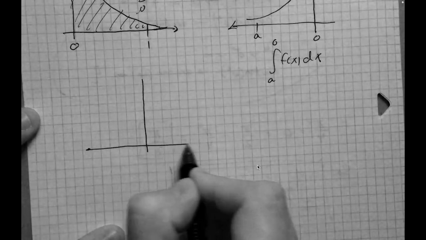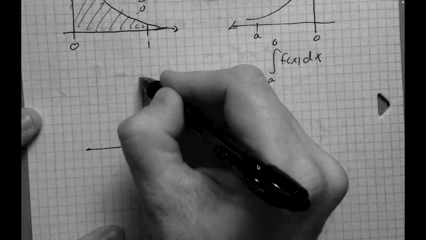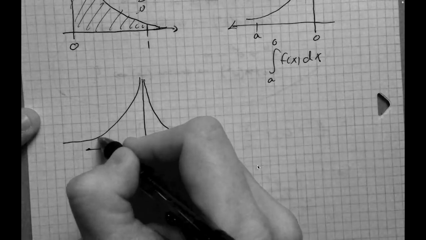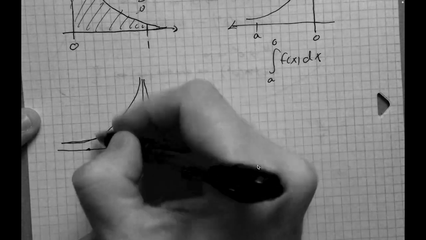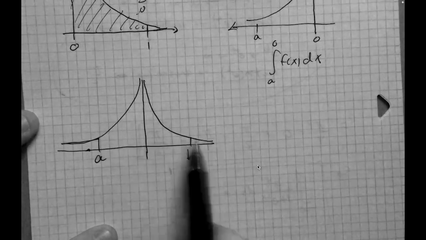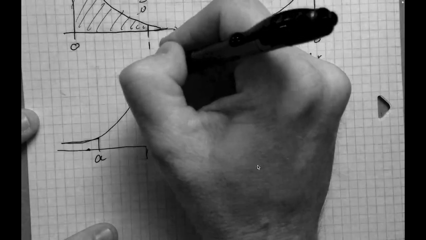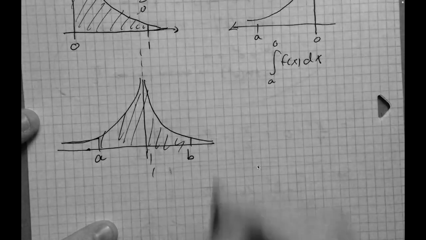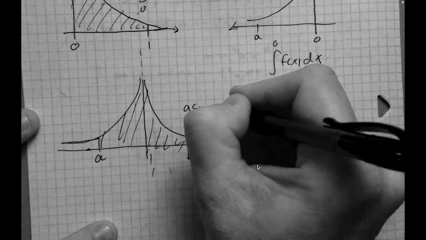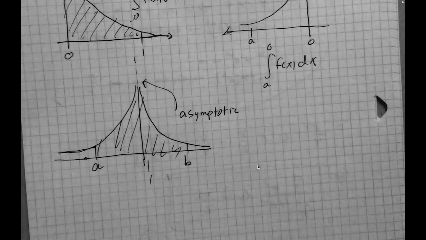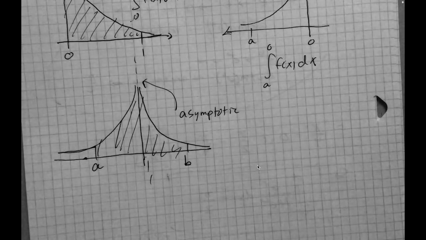Maybe you've got something like this, a function that does normal things on the outside here, kind of maybe it comes down and hugs the x-axis. And I've got a region from A to B, and in between, I've got this asymptote. Okay, so how to deal with this?